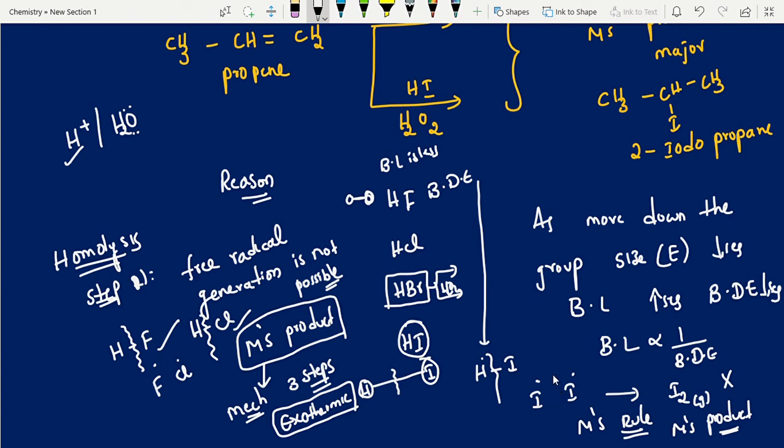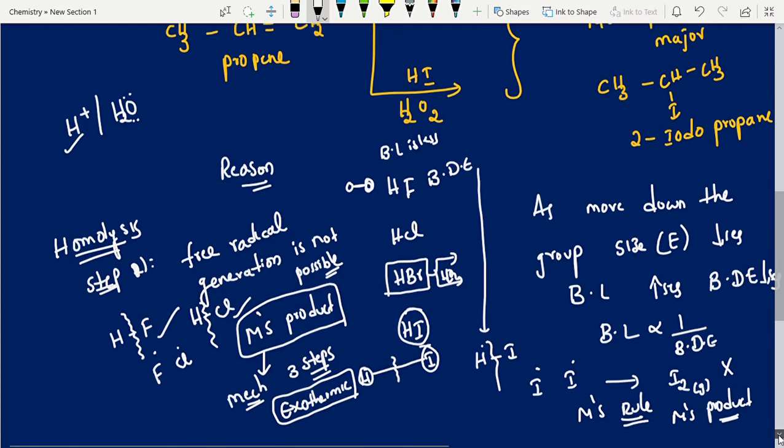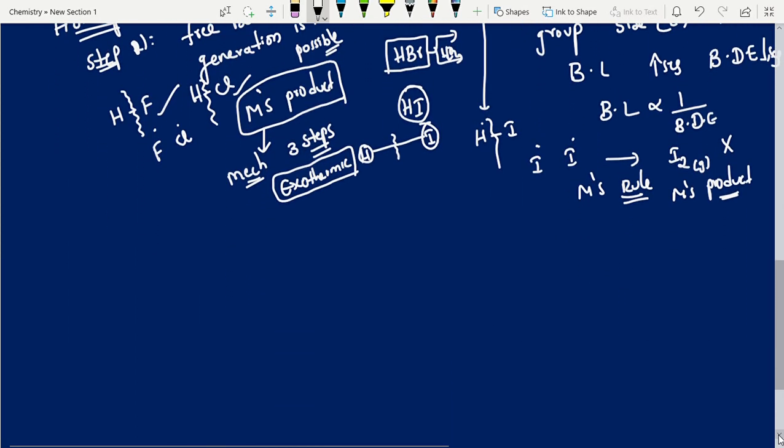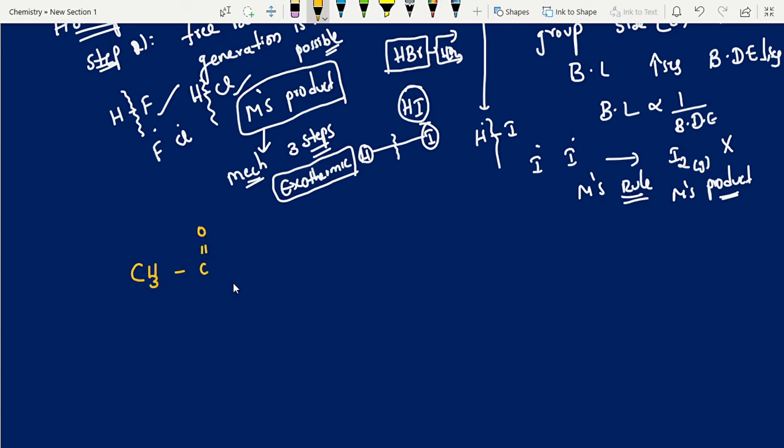Clear? Now, next one. I gave one question on the Grignard reagent also: how many moles of Grignard reagent are used here? See, the Grignard reagent CH3CH2MgCl reacts with CH3C(=O)OC2H5. In the previous video I gave this question; now in this video I am giving the answer. The Grignard reagent, students, is CH3CH2 minus, and this side is plus, right?